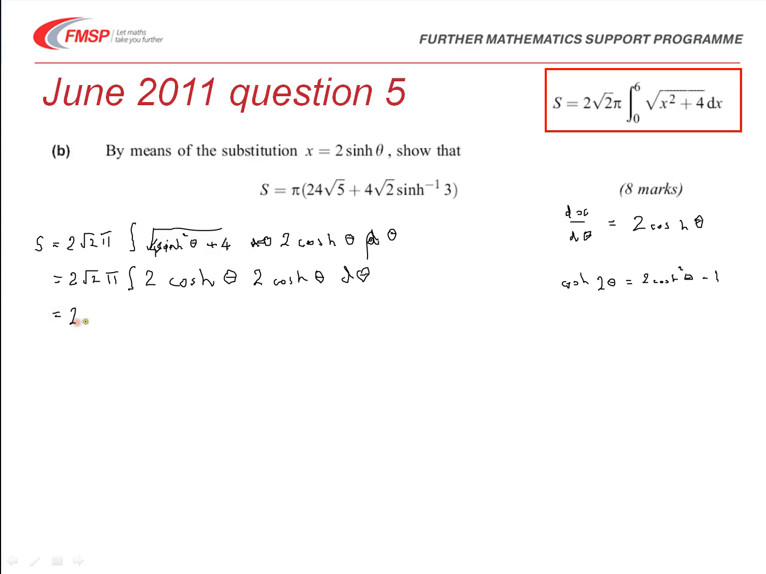and so this is going to become twice root 2 pi integral, one of these 2's is still going to be there, but the 2 cosh squared is going to be replaced by cosh 2 theta plus 1, d theta. Okay. Now we can do that integration.